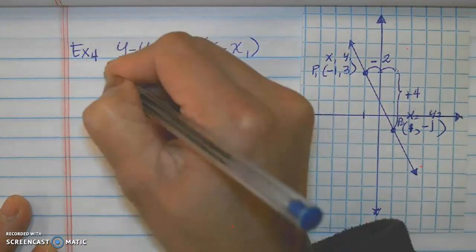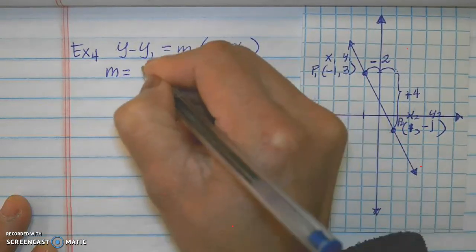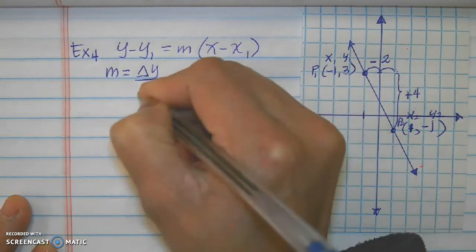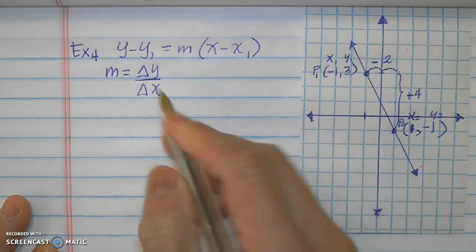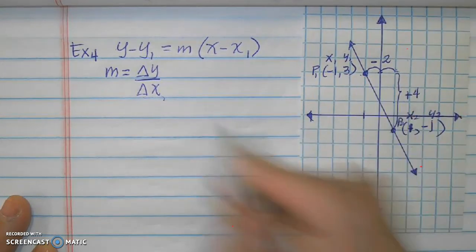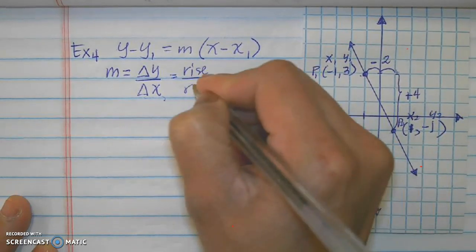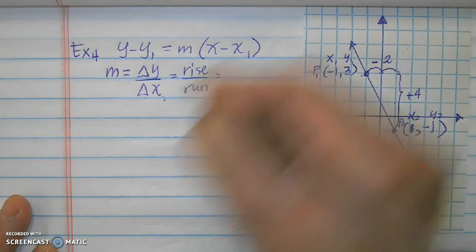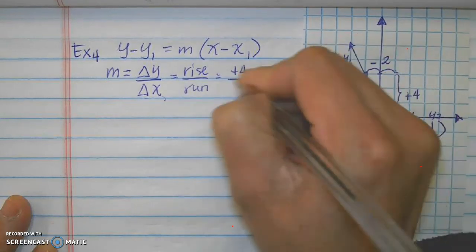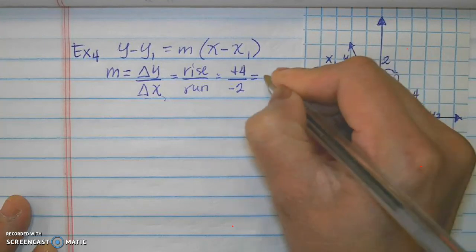So my slope I know is delta y over delta x, which is the change in y over the change in x, which means I just do my rise over run. My rise is positive 4 and my run is negative 2. Therefore, my slope is a negative 2.